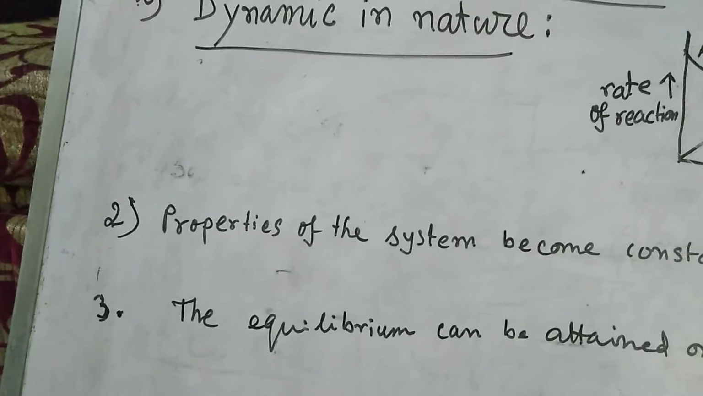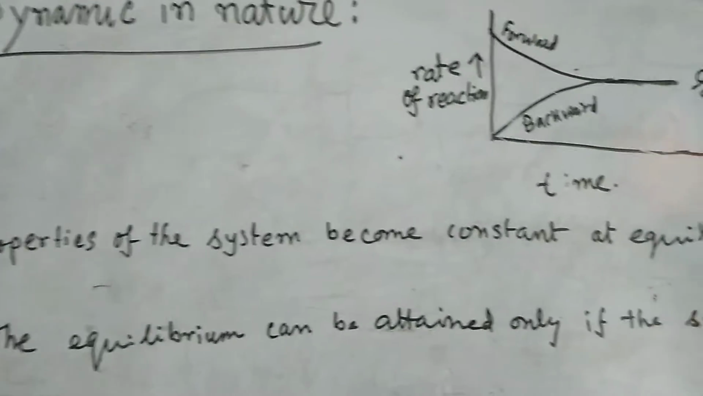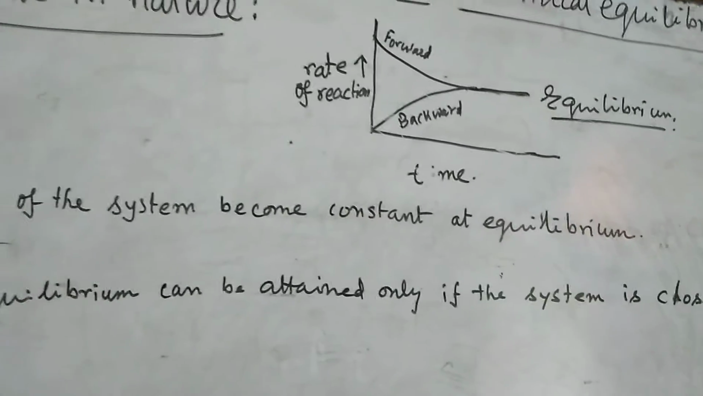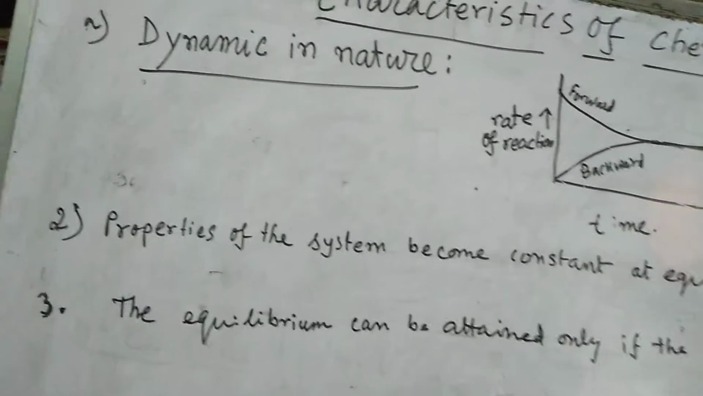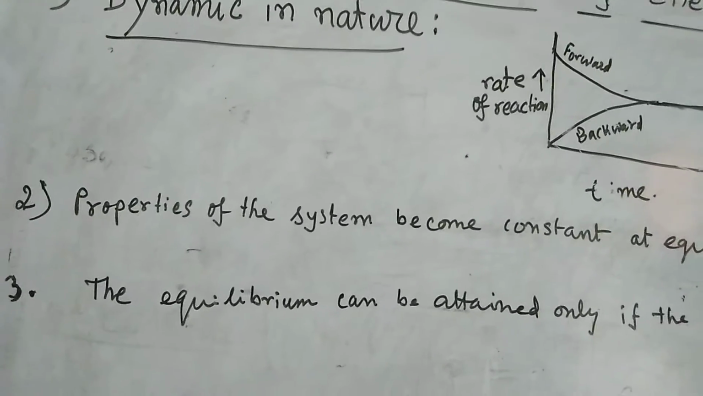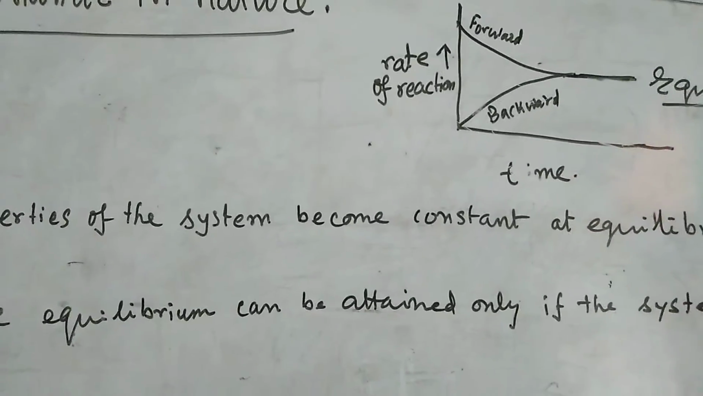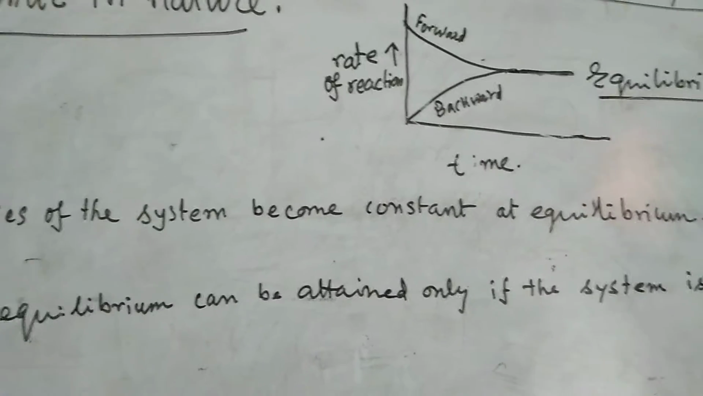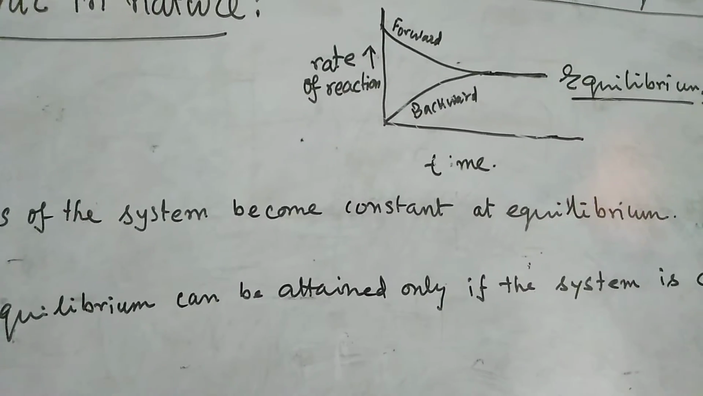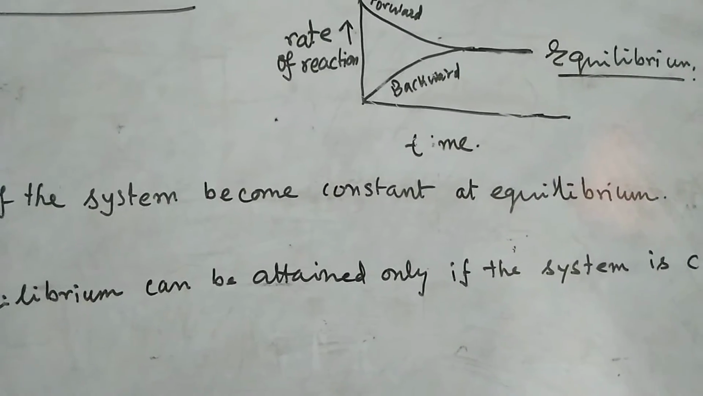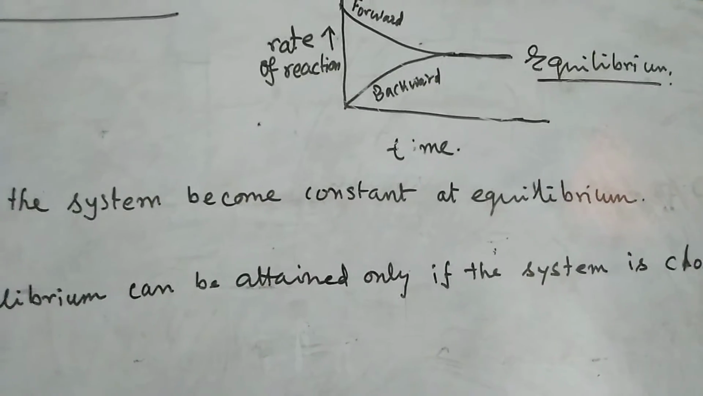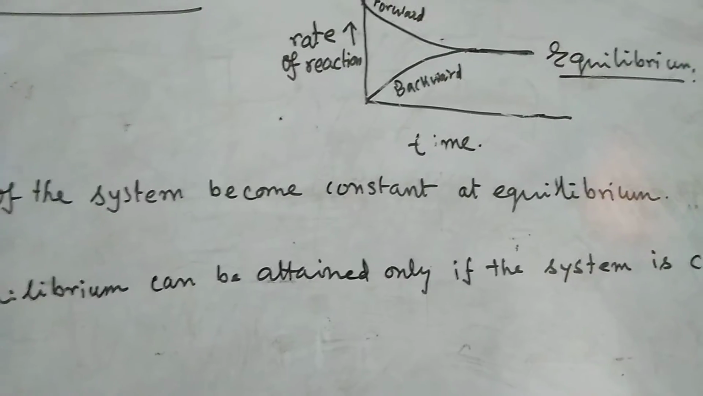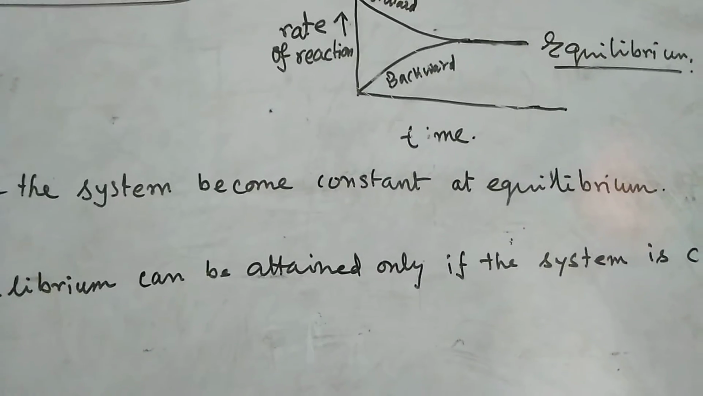The second characteristic is that the properties of the system become constant at equilibrium. Properties of the system means the concentration and the other properties at equilibrium. When they attain the equilibrium, all these properties become constant. No concentration is changed and none of the properties are changed. At equilibrium, all the properties stay constant until and unless we disturb the equilibrium.